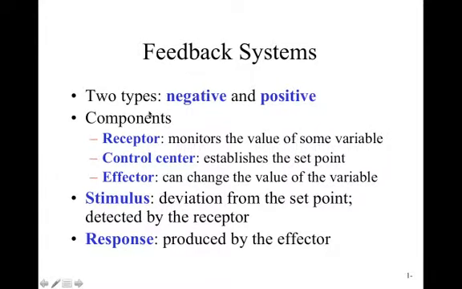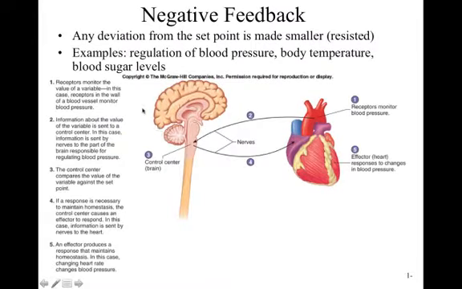So here is a picture of that. Oh wait, never mind. Negative feedback, and then we'll do positive feedback. So negative feedback is any deviation from the set point is made smaller. So if your body temperature increases, your body is going to try to decrease your body temperature back to the set point. So that's an example of negative feedback. Same with blood pressure. If your blood pressure starts to increase, your brain tells your heart to slow down, so that would decrease your blood pressure.